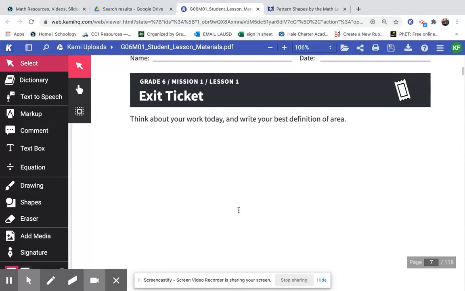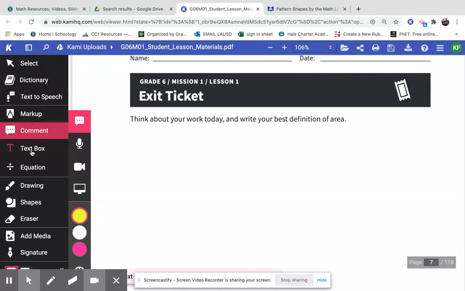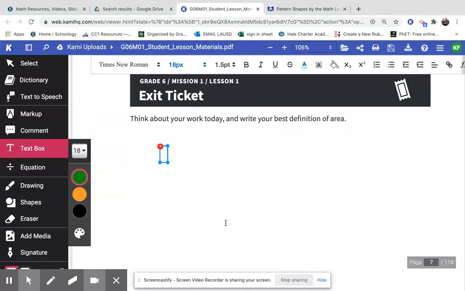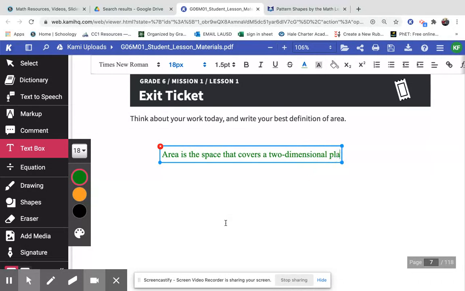Exit ticket. Think about your work today. Write your best definition of area. From what I have learned in this lesson, and this lesson only, I would say area is the space that covers a two-dimensional plane. That's what I would write.